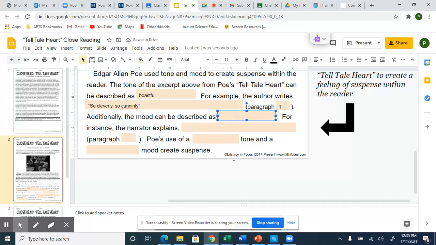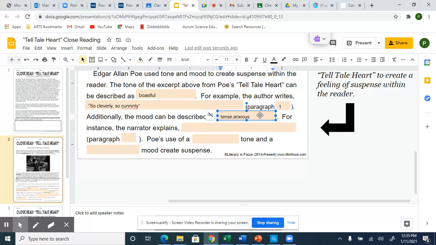Additionally, the mood can be described as, I would say, tense or anxious because he's not sure. You know, he's boasting, but you know how sometimes you boast about stuff, but you're really going above what you actually think. You're sort of trying to talk your way into believing what you said.